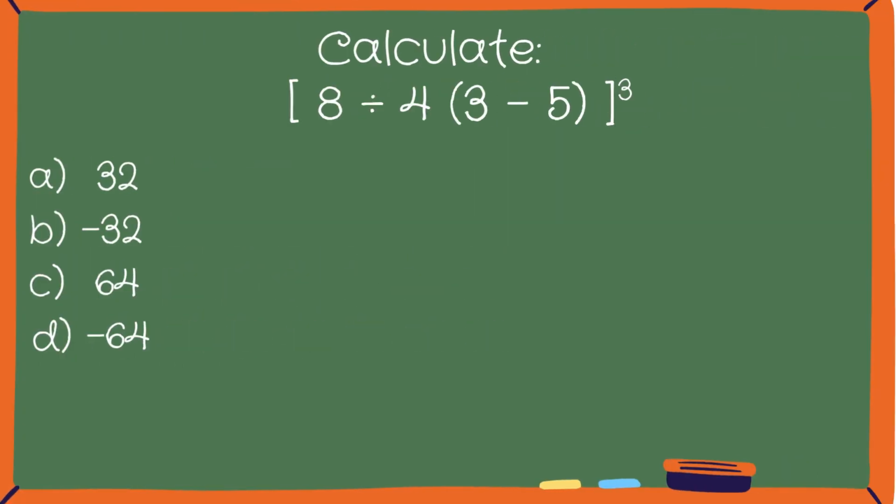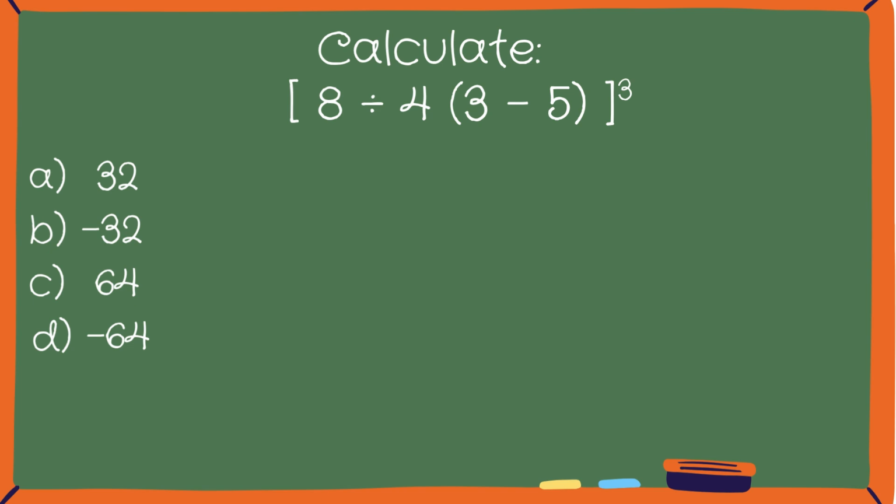Look at this exercise. How interesting. We have here 8 divided by 4, open parentheses, 3 minus 5, close parentheses, close the brace here, and all cubed. And these are the options. A, 32, B, minus 32, C, 64, and D, minus 64. Where to start? Well, pause the video, try the exercise, and write your answer in the comments.